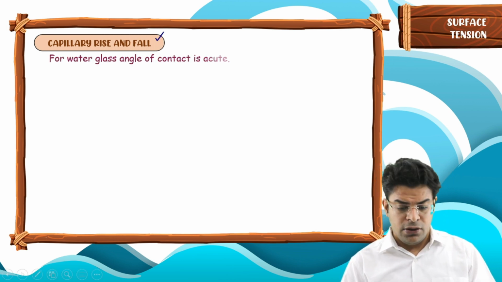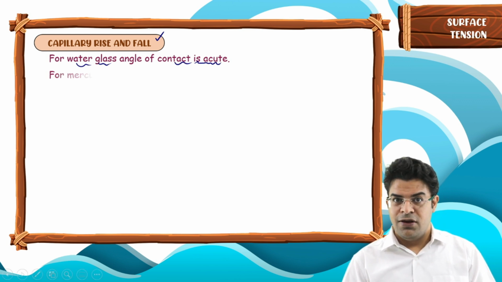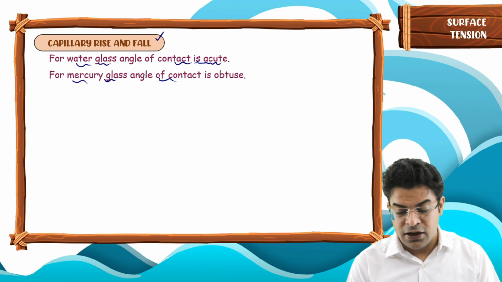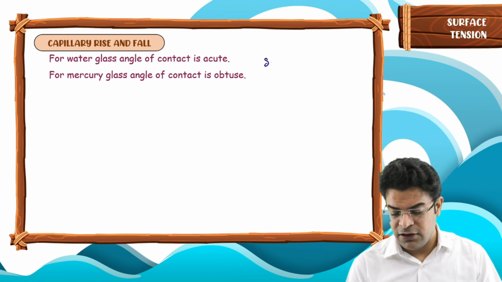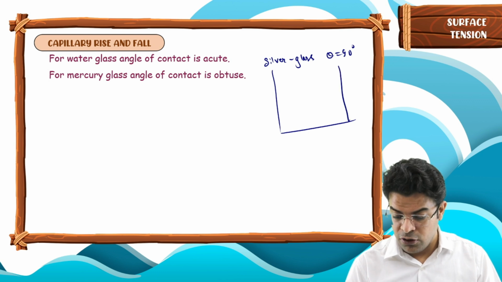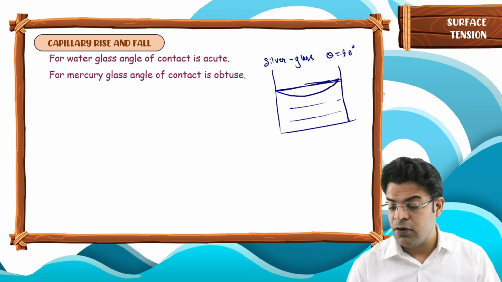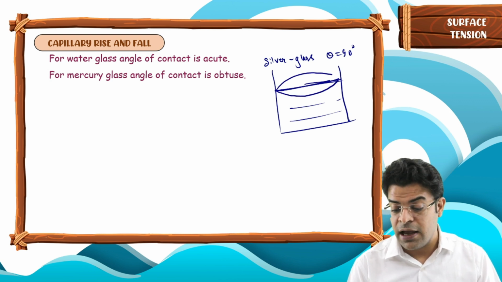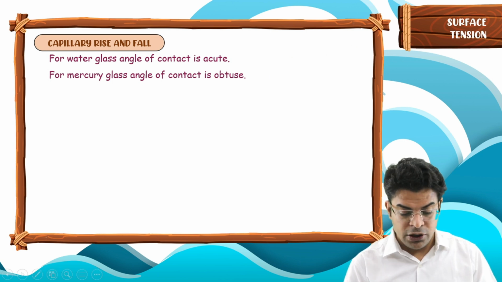We know that for water and glass, the angle of contact is acute. And for mercury and glass, the angle of contact is obtuse. Just for fun, for silver and glass, the angle of contact is 90 degrees. If you pour water in a silver beaker, then the surface is horizontal. You don't get an acute angle of contact, you don't get an obtuse angle of contact, you get a flat surface. The angle of contact is 90 degrees.